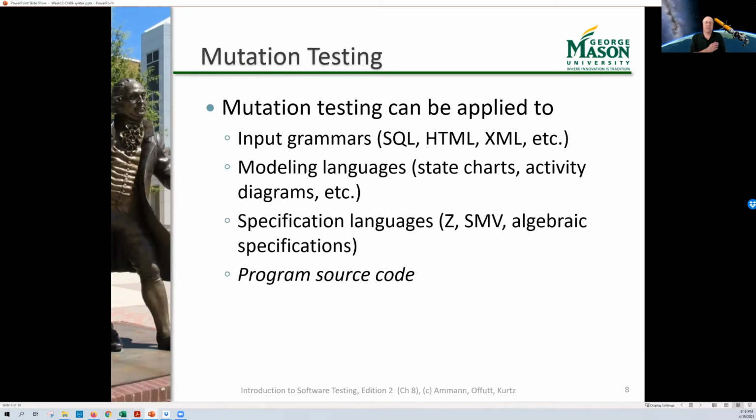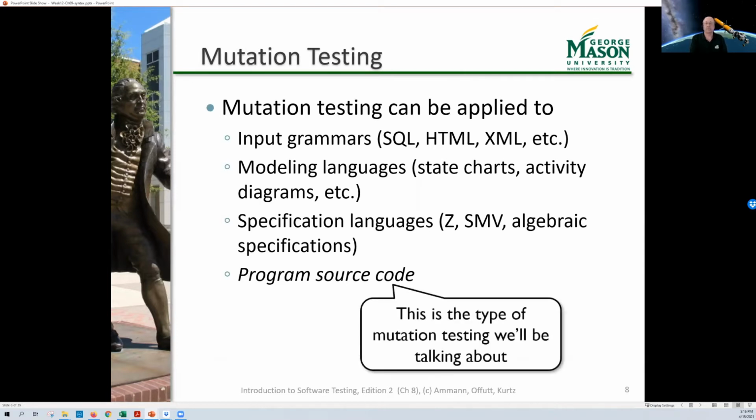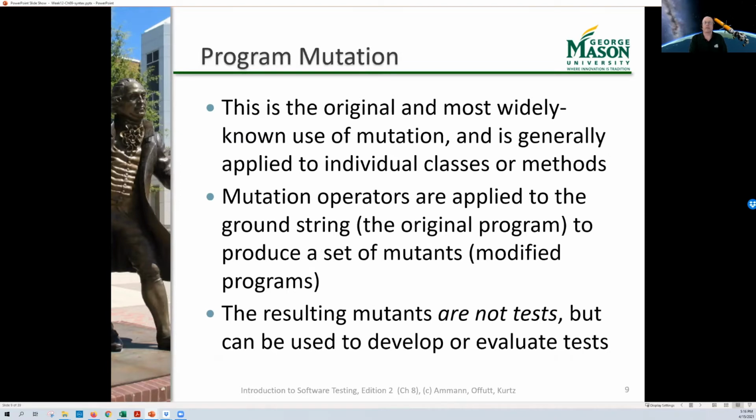So we can apply mutation testing to lots of things. We can apply it to input grammars, modeling languages, specifications, and most frequently, and what we're going to talk about tonight, we can apply mutation testing to program source code. So mutating program source code, this is the original use of mutation, probably still the most widely known and most widely used application of mutation testing. And generally we're using this at the unit testing level.